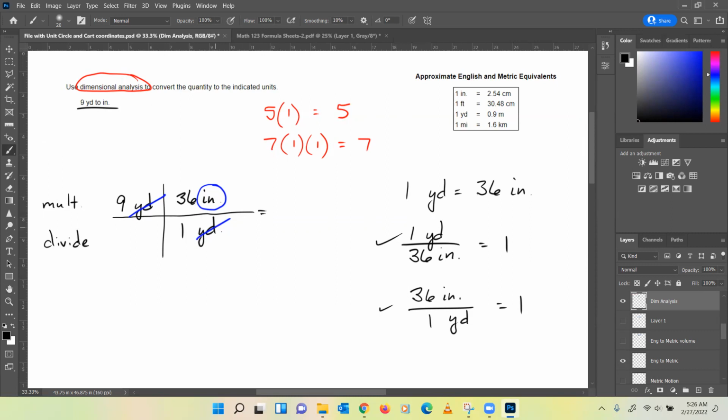So in this case, I have 9 times 36, which is, let's see, 9 times 3 is 27, and 9 times 6 is 54. So that looks like 324 inches. So multiplying 9 times 36, and then of course dividing by 1, but dividing by 1 doesn't really do anything. So that gives me my final value. And I know that I'm multiplying by the 36, not dividing.